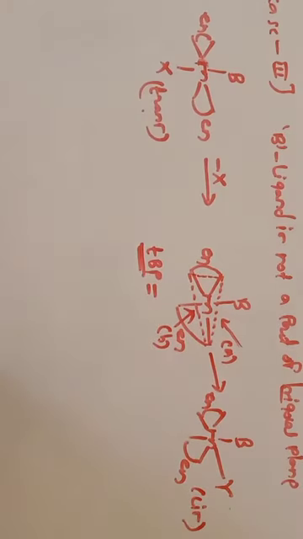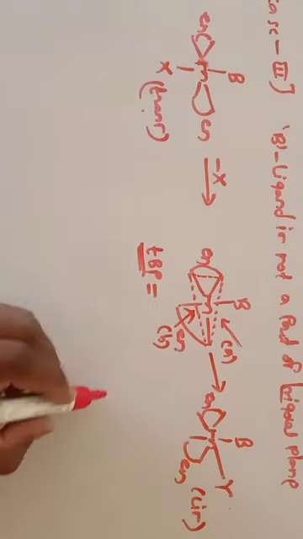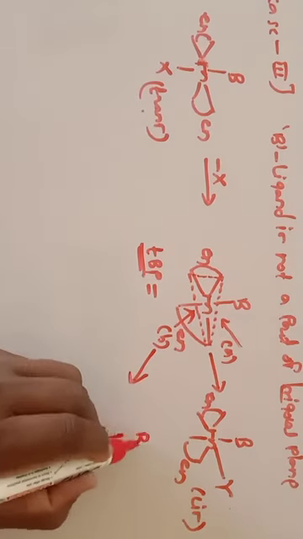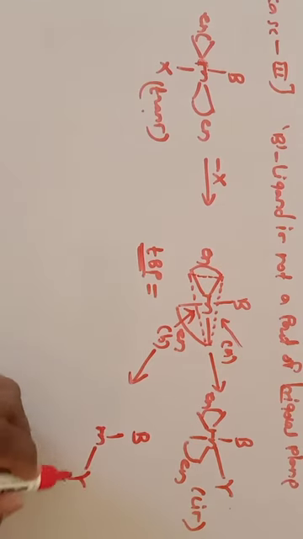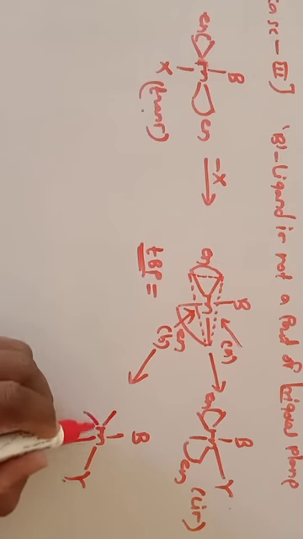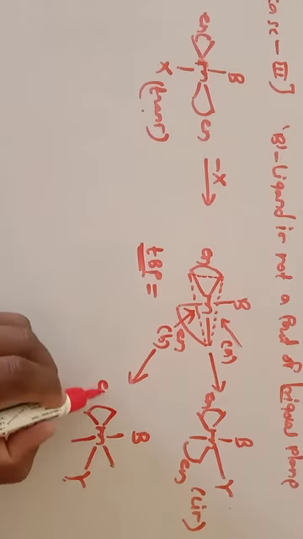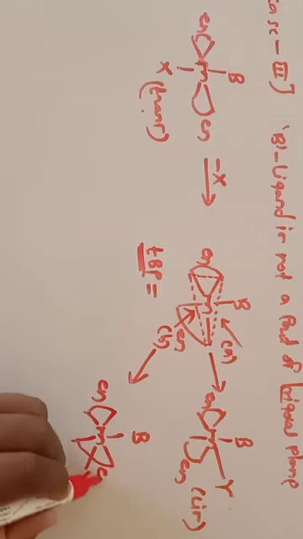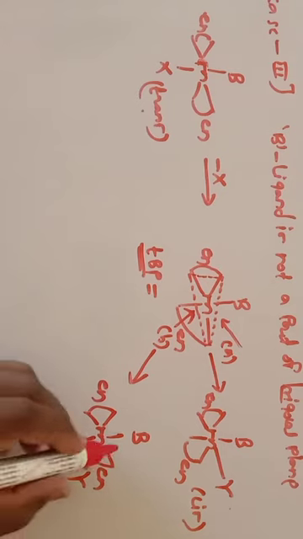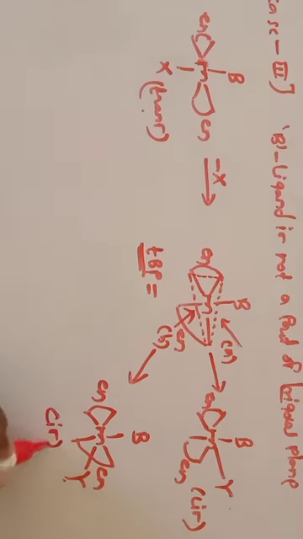And when it attacks from the other side, what you get here is m, this is your b, this is your y, and the remaining are en, en, en. So this is the complex, and again in this case, b and y are cis to each other. So in this case also a cis isomer is obtained.